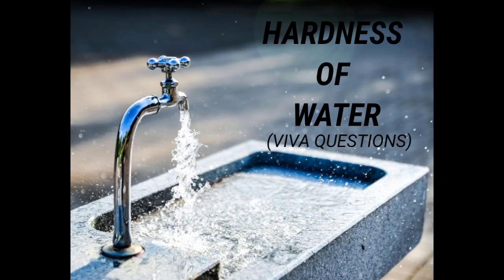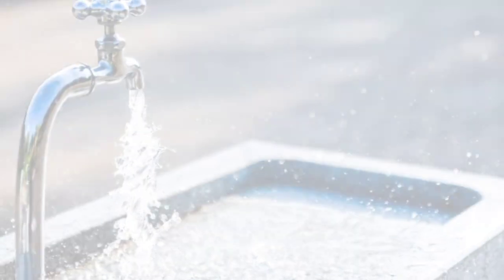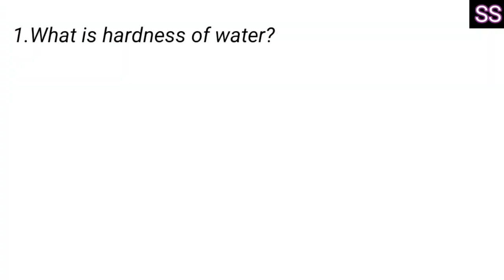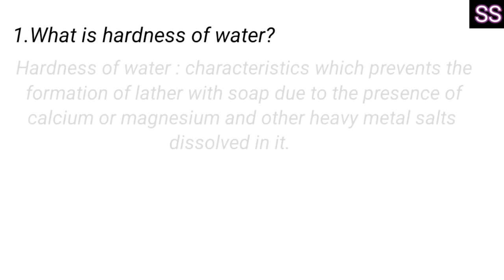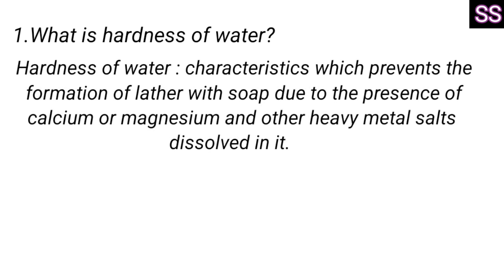Today we are going to discuss the most important Viva questions related to hardness of water. I will be trying to cover all the important questions that can be asked from this topic. So let's get started. Firstly, what is hardness of water? Hardness in water is a characteristic that prevents the formation of lather with soap. This is due to the presence of calcium or magnesium and other heavy metal salts dissolved in it.